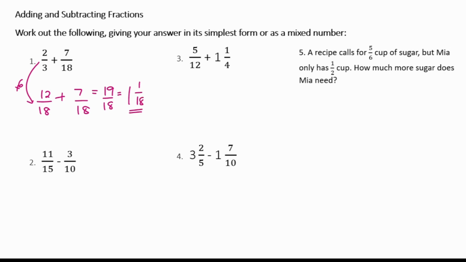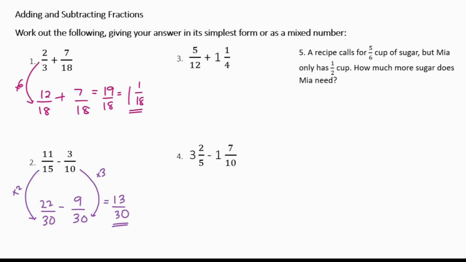For number 2, we are doing 11/15 take away 3/10. So the LCM of 15 and 10 is 30. So we can put both of these over 30. We can multiply the first one by 2 to make it 22/30, and the second one by 3 to make it 9/30. 22 take away 9 is 13, and the denominator is 30. So our final answer is 13/30.